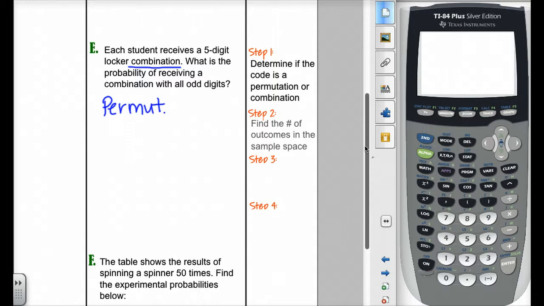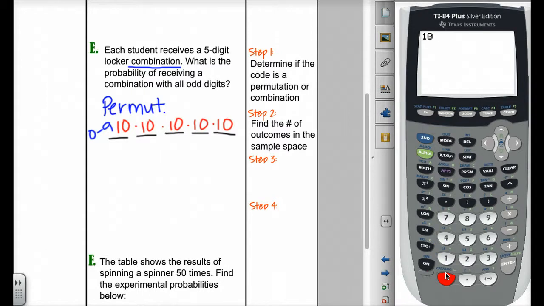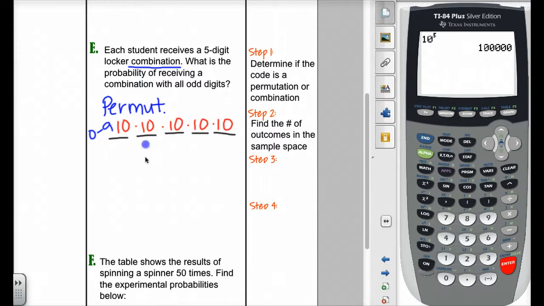My second step then is to find the number of outcomes in the sample space. Because we can repeat numbers, I'm going to look at it as we have 5 digits, and we can use the numbers 0 to 9 for all of these digits, which means that I've got 10 possible options of numbers to use each time. So if I take 10 to the 5th power, I have 100,000 possible options.